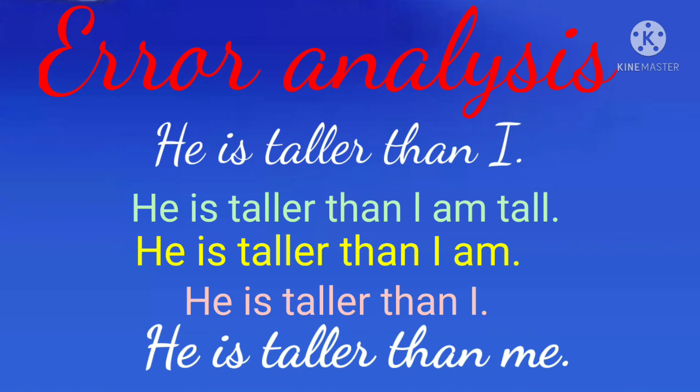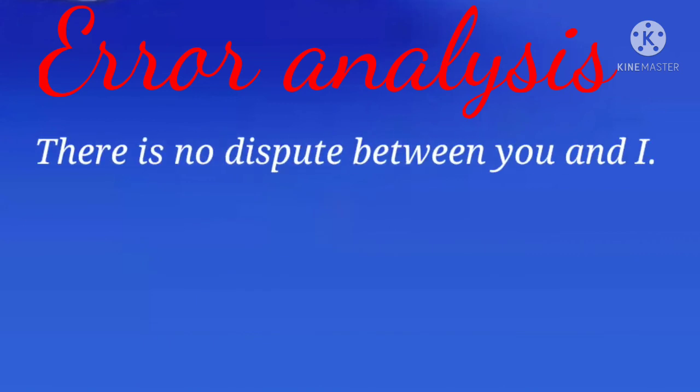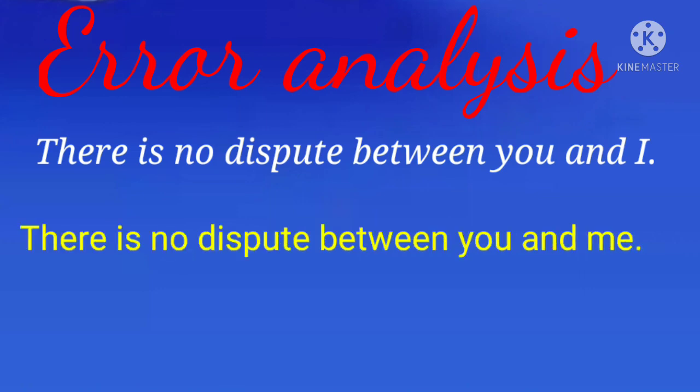The second sentence is, there is no dispute between you and I. Here the correct form is, there is no dispute between you and me. Why have we used the objective form here? Because it comes after the preposition between. So after a preposition also you have to use the objective form of the personal pronoun. So the correct form is, there is no dispute between you and me.